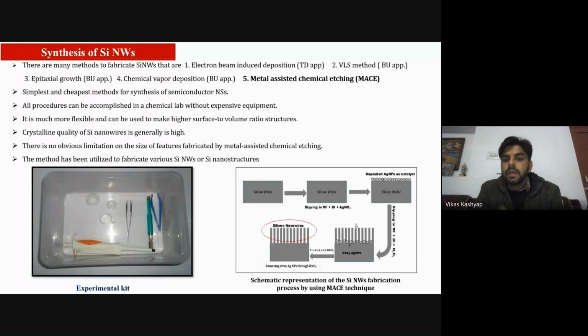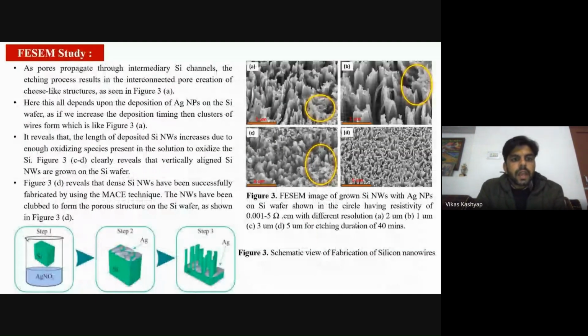Here, the silicon wafer goes through the deposition process, then again deposition of Ag nanoparticles, which we have explained in the next slide also. And at the last, after the etching process, only Ag nanoparticles are left, and we remove those stray Ag nanoparticles by treating them with nitric acid, that is HNO3. From the FESEM studies, as pores propagate through the intermediary silicon channel, the etching process results in interconnected pore connections of a cheese-like structure, as seen in this figure A.